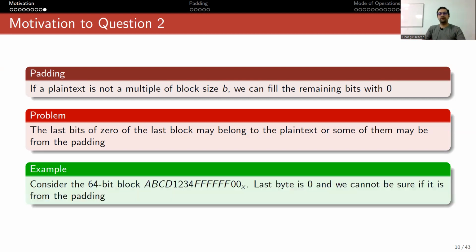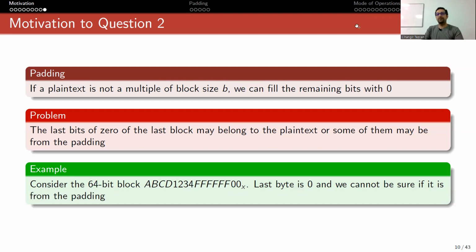Okay, so let me show an example. So you receive a 64-bit block of plaintext. After the decryption, this is what you get. And you realize that the last byte is 0. So there are 8 0 bits here. So the question is, how many of them are from the padding and how many of them are from the original plaintext? Maybe all of them are from padding. Maybe only the last bit is from the padding and so on. So this solution is not good.